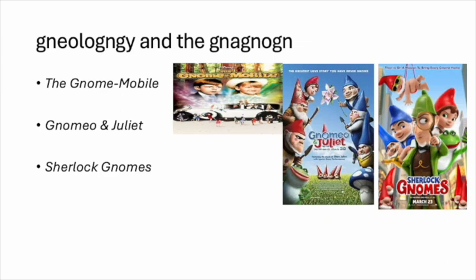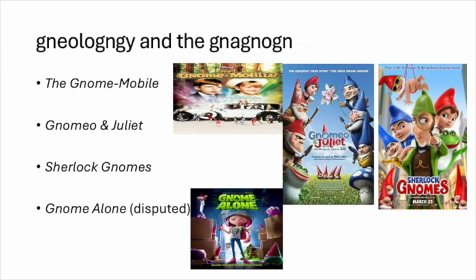And so if I wanted to compare this to like the Bible, the gnome mobile would be the Old Testament, Romeo and Juliet would be the first part of the New Testament, Sherlock Gnomes would be the last part of the New Testament, along with like Revelation and stuff. And then we have Gnome Alone, which is a bit of a controversial one. It's a bit apocryphal in the gnome community. Not a lot of gnomes actually read it or actually watch it or believe in it.